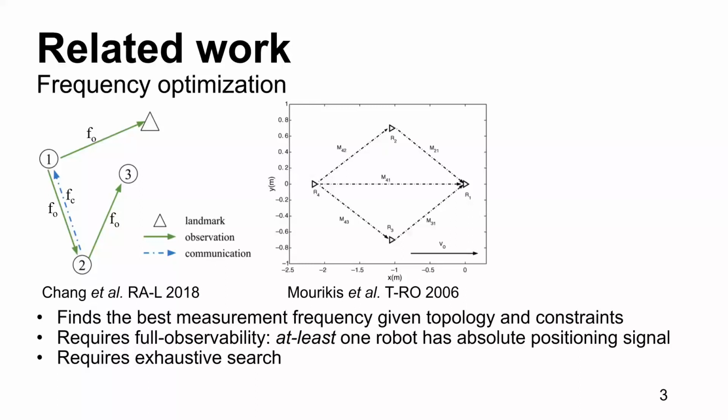The convergence of the Riccati recursion requires that the overall system has full observability, which means there must be at least one robot accessing absolute positioning information, such as GPS signals. The observability requirement is, however, a very hard constraint and cannot be satisfied in many conditions, which limits the use of such algorithms. Moreover, these methods usually rely on exhaustive search, which may not be a practical choice for real-time implementation.